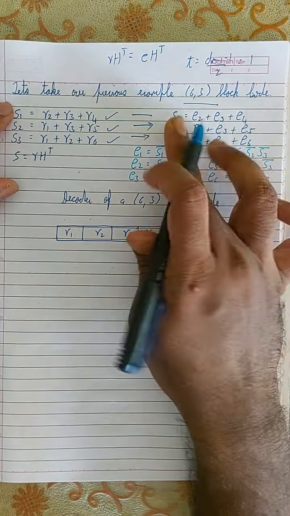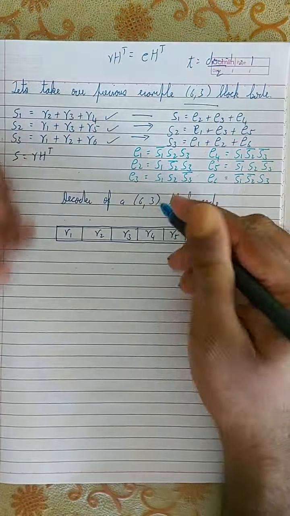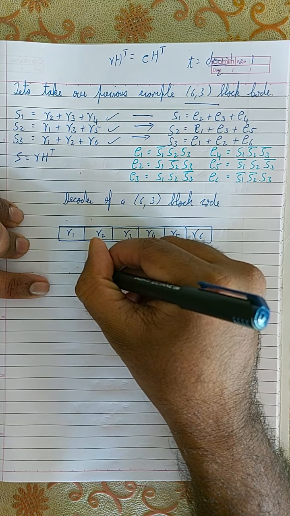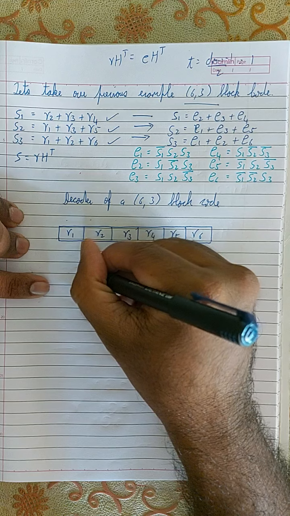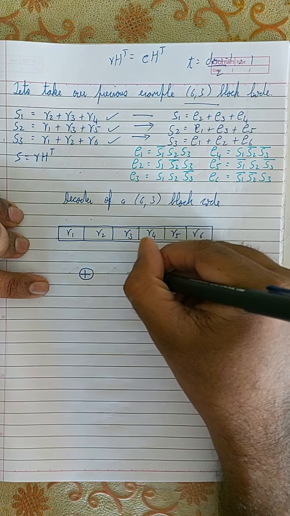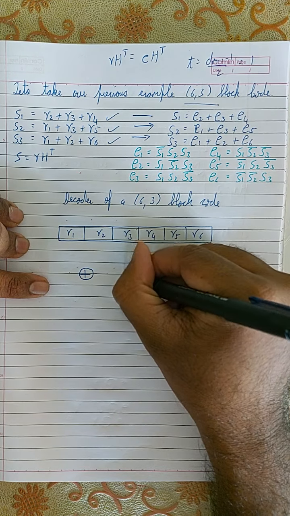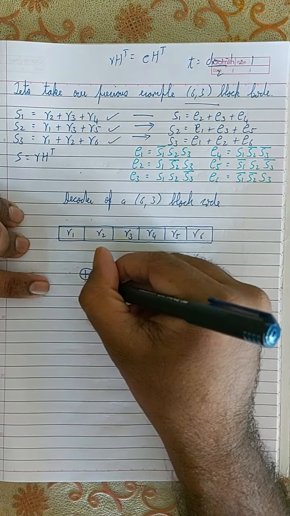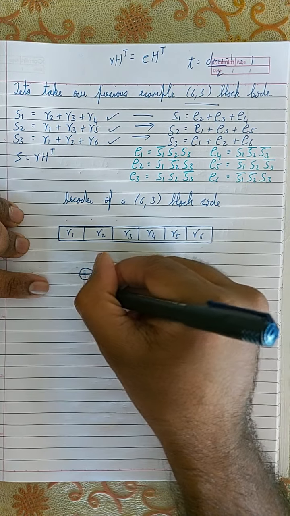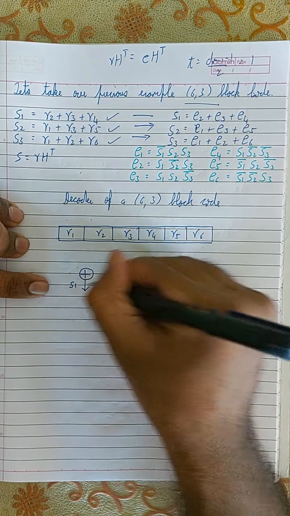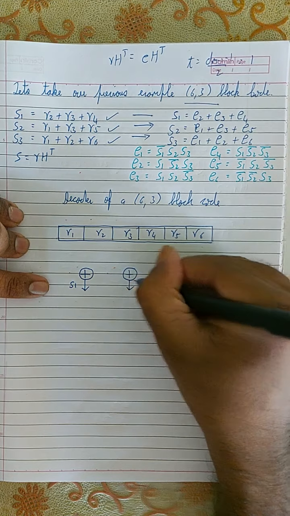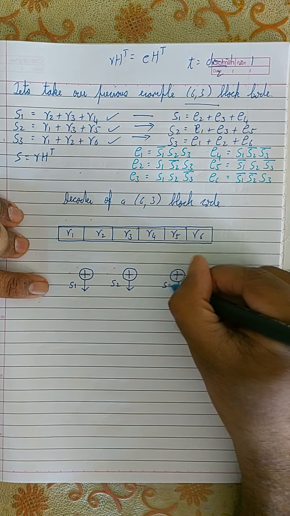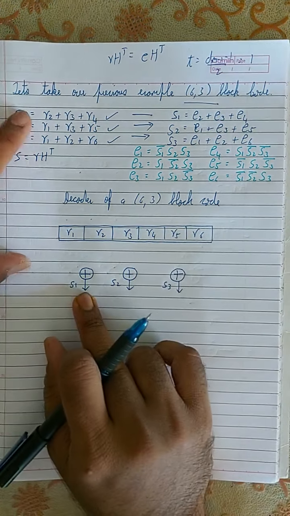Here there are 3 syndromes: n minus k, 6 minus 3 is 3. That's why there are 3 syndromes. So I will draw 3 XOR functions, here, here, and here. This is my S1. Let this be my S2, and let this be my S3.